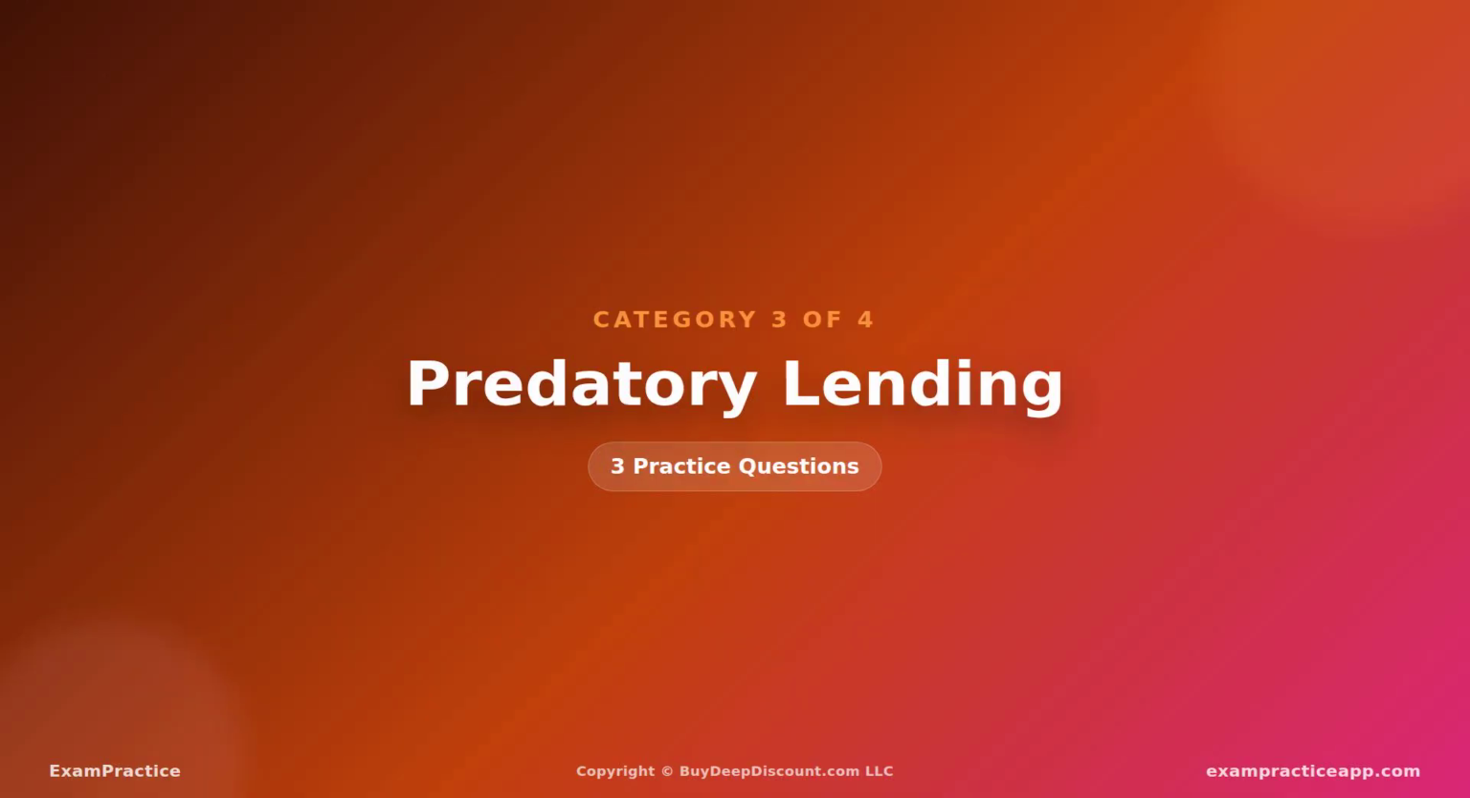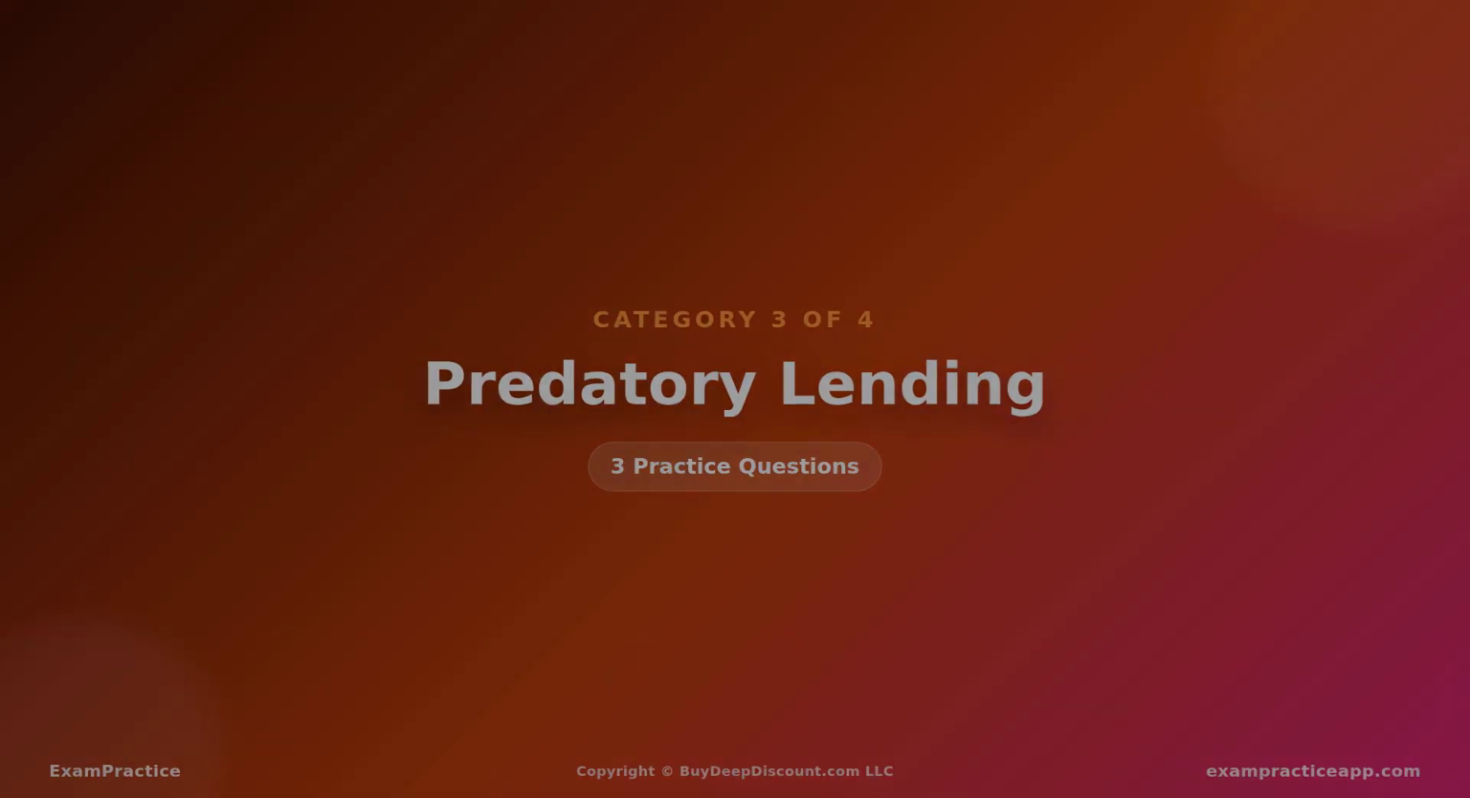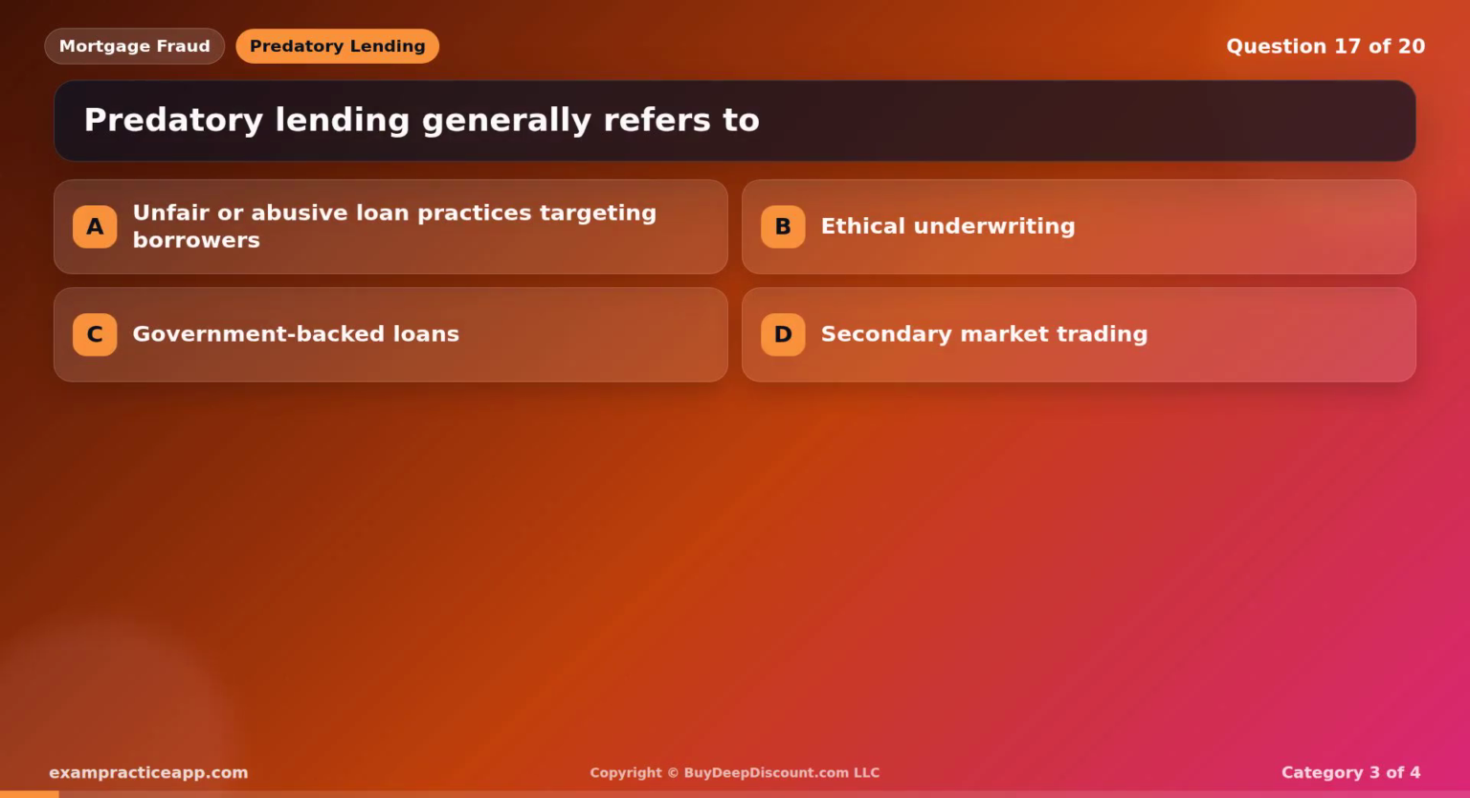Question 17. Predatory lending generally refers to option A, unfair or abusive loan practices targeting borrowers, option B, ethical underwriting, option C, government-backed loans, option D, secondary market trading. Take a moment to choose your answer. The correct answer is option A, unfair or abusive loan practices targeting borrowers. Explanation: Predatory lending includes abusive, deceptive, or unfair loan practices.